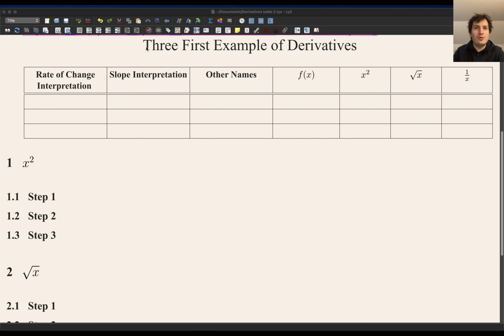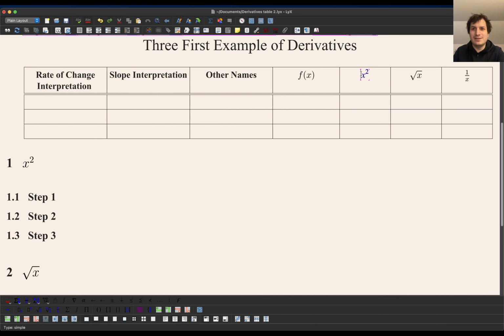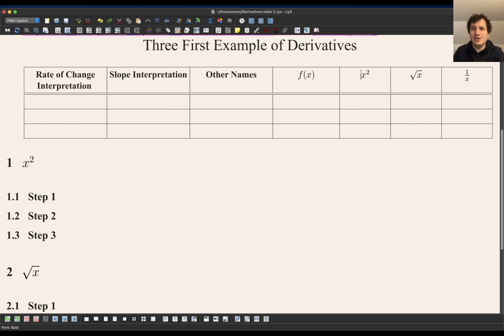Okay, so in this video, I'm doing 3 first examples of derivatives. And specifically what I'm going to do is fill in this table. We have 3 functions: the function x squared, the function square root of x, and the function 1 over x. And we're going to go through the same story for each of them to discover what is their derivative and what that means, sort of starting with nothing and using limits to get to where we want to go.